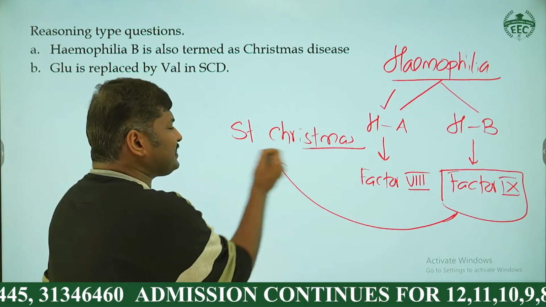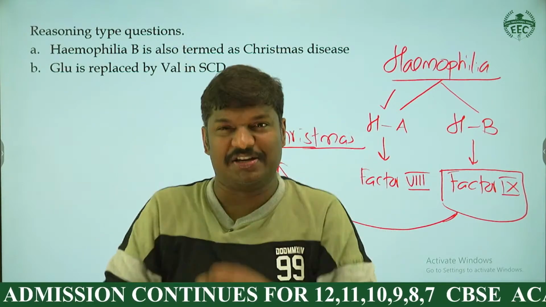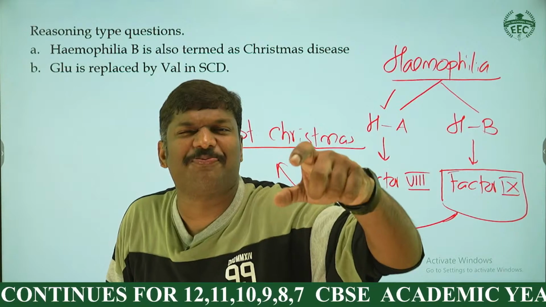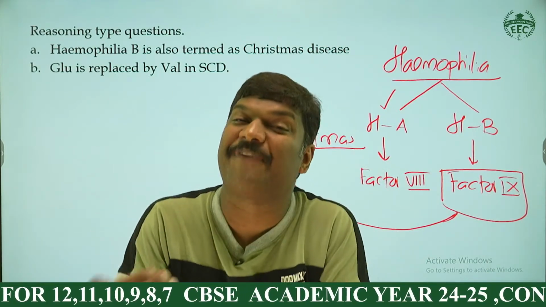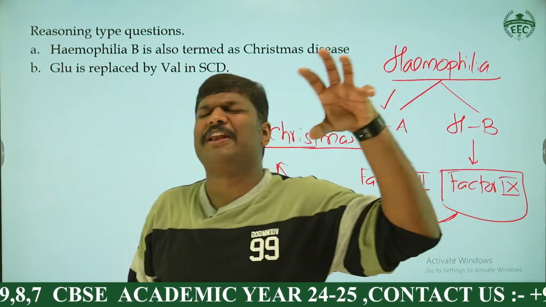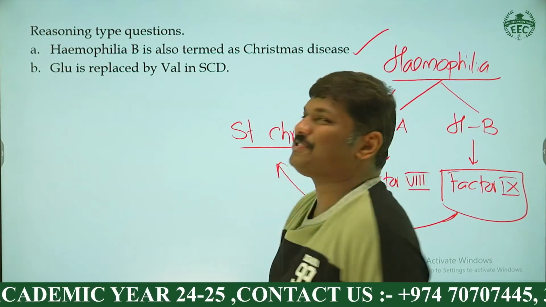So Stephen Christmas is the name of the patient. The first patient's name was Stephen Christmas. So that's the reason factor 9 is called Christmas factor, and that's the reason hemophilia B is also called Christmas disease, my dear student.